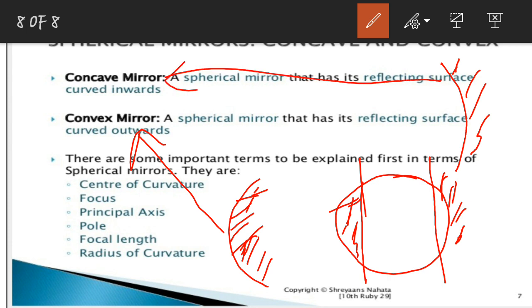Clear? In the next class we are going to study the terms related to these spherical mirrors. Whatever you have seen on the screen today, you have to write it down in your classwork notebook and draw the figures properly, each and every figure. Whenever you sit to watch this physics video, sit with your notebook, pencil, pen, everything, to write it down and draw the figures properly.